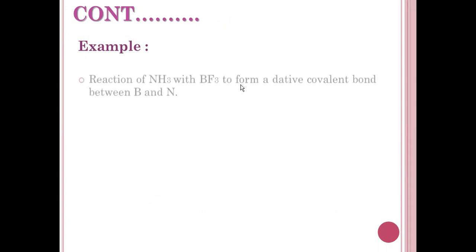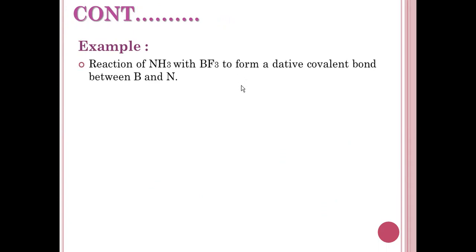So we are going to speak about some examples. The first example is the bond between ammonia, NH3, and boron trifluoride, BF3, to form a dative covalent bond between the boron and nitrogen.